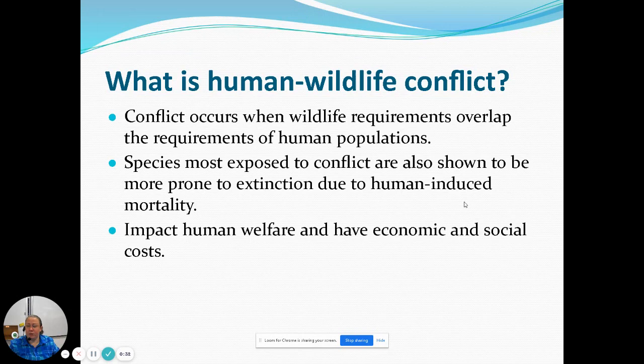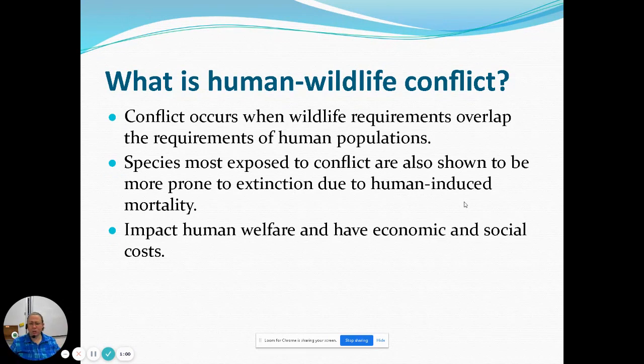So where's the conflict? Well, it's different than just the human side of what we do to them. The conflict side is when humans and wildlife come together and we start to experience problems because they're too close to us. We start to get sick from them. We get in car accidents because of them. Our human population is in conflict with their populations of whatever species this is.